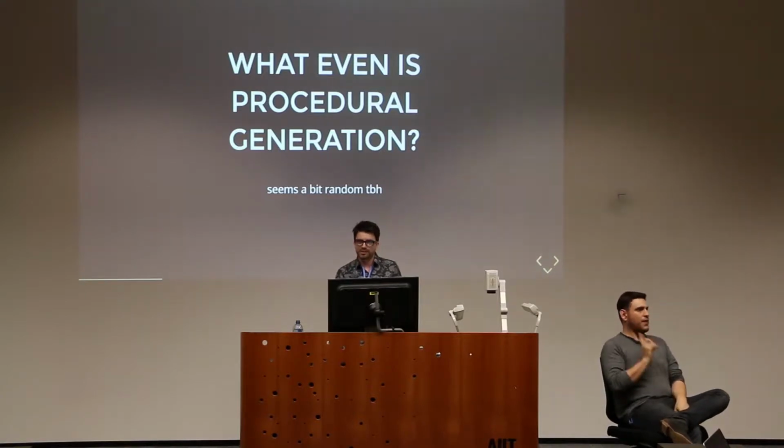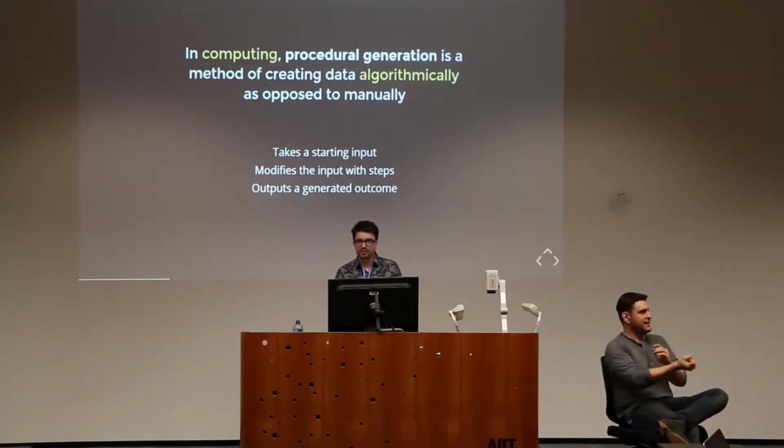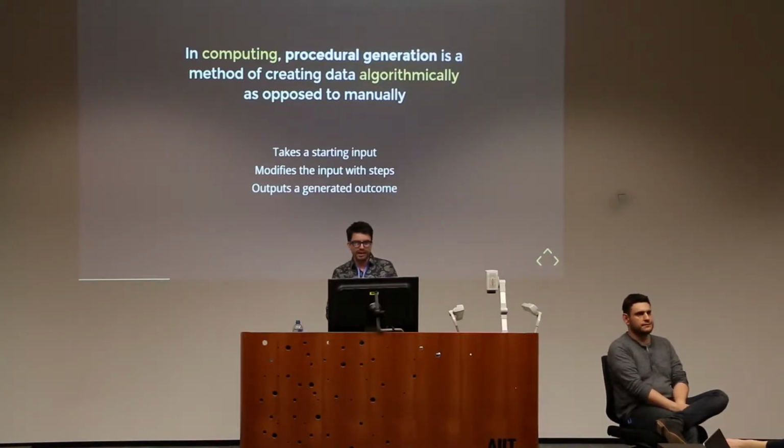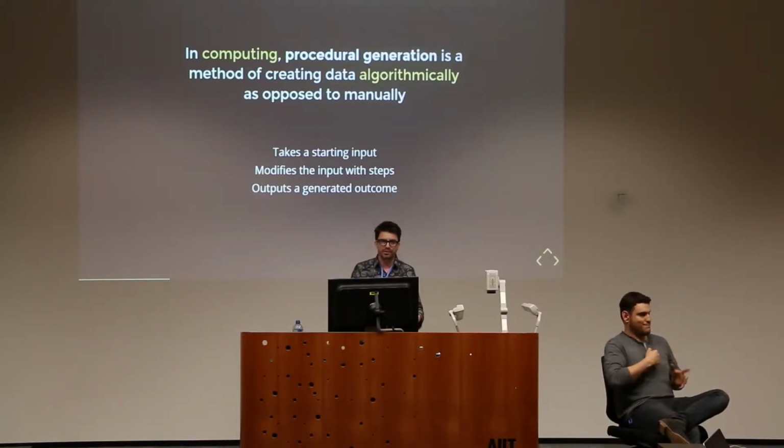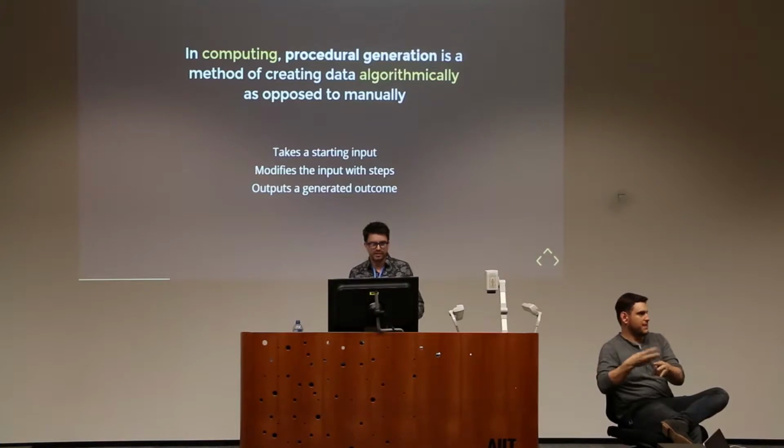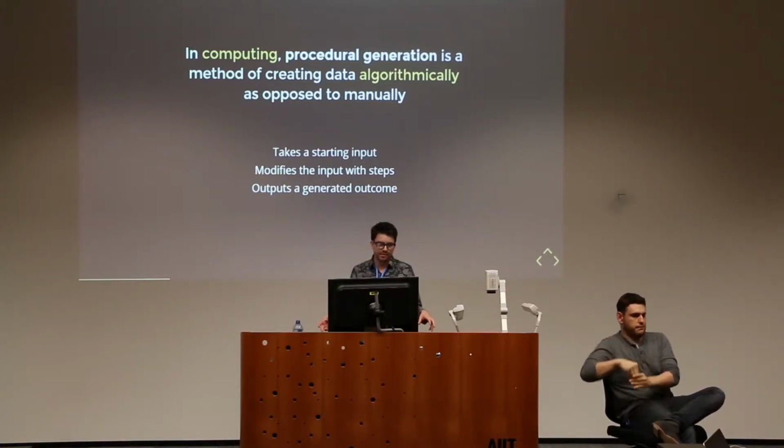Alright, so what is procedural generation? It seems a bit random, to be honest. The technical definition, according to Wikipedia: in computing, procedural generation is a method of creating data algorithmically as opposed to manually. What that essentially means is, instead of creating all of the things yourself as a developer or an artist, you can use algorithms to output stuff. You take a starting input, you modify that input with a bunch of steps, and then you generate an outcome.